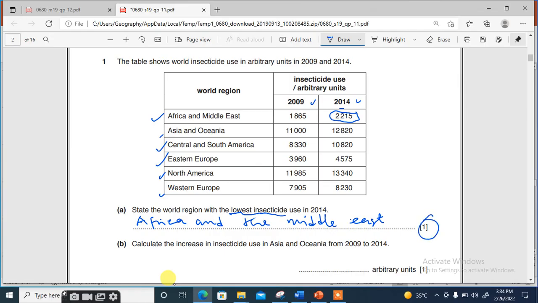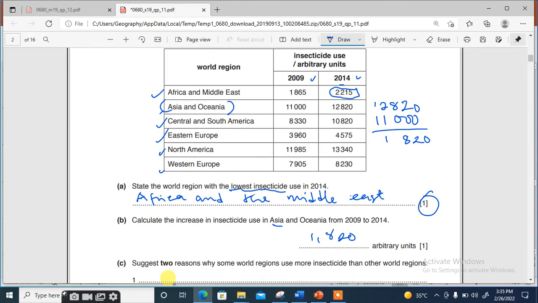Now, it says calculate the increase in insecticide use in Asia and Oceania. That means we are looking at this column, Asia and Oceania, from 2009 and 2014. So in 2014, Asia is 12820, while in 2009 it is 11000. If you look at the difference, you have 1820 arbitrary units. So the answer will be 1820 arbitrary units. So that's just it.